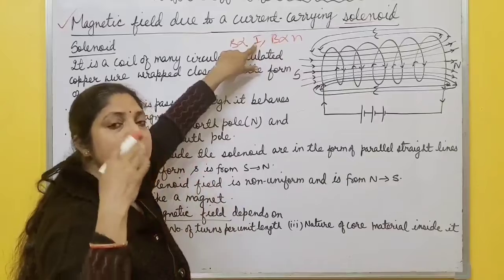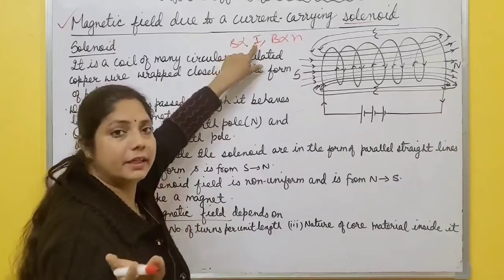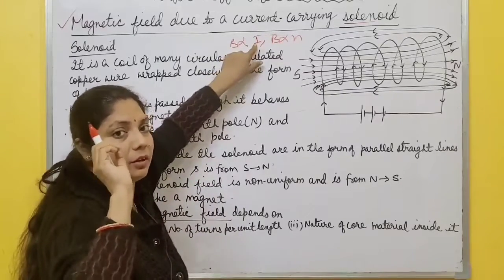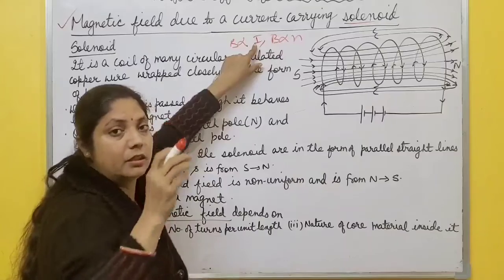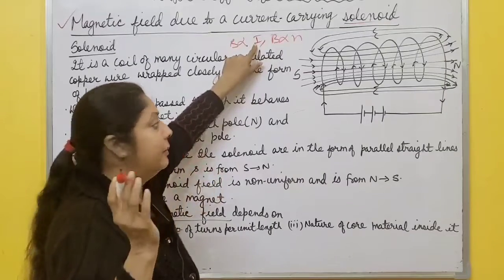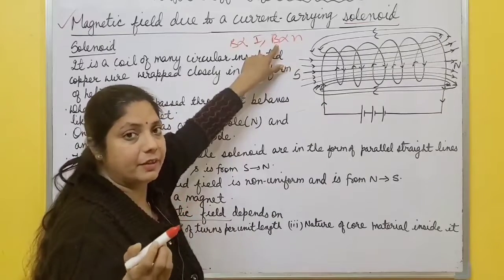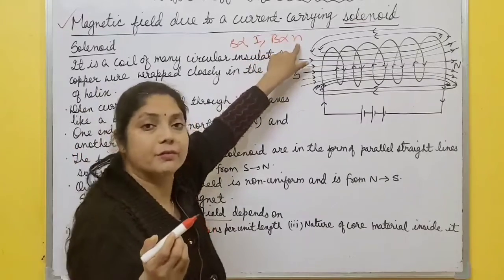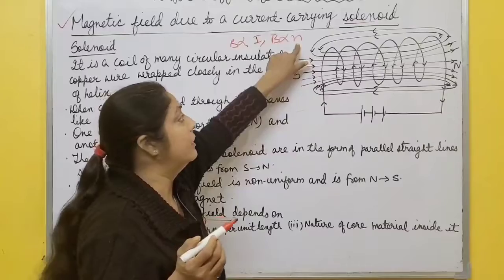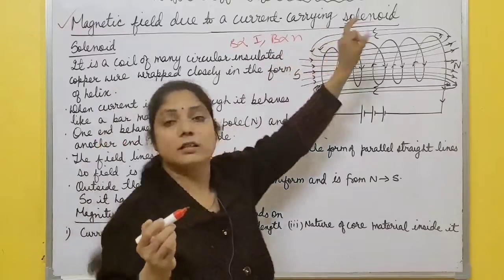So to create a strong magnetic field, you have to increase current. But if you increase more current, what happens? Overheating takes place. So there is some limit of current. You can't increase current above that limit. So the best way to increase magnetic field is what? To increase the number of turns in the coil. And this can be used to make a solenoid.